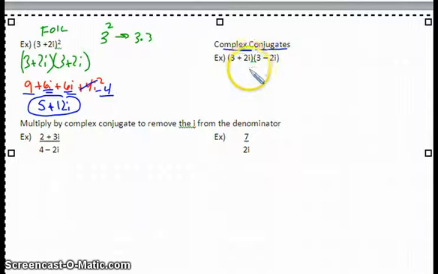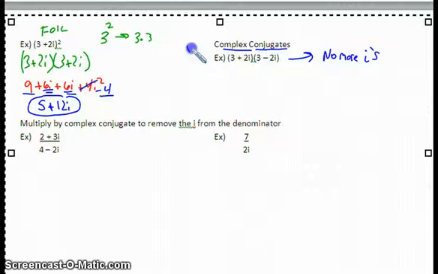Now when we multiply complex conjugates together, what will happen is you will end up with no more i's in your final answer. And that's going to be really important that we understand that concept when we deal with these next two problems. So let's multiply these together and you'll see how we'll get no more i's.